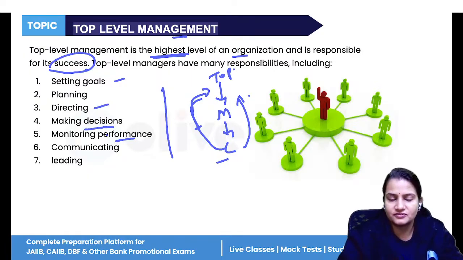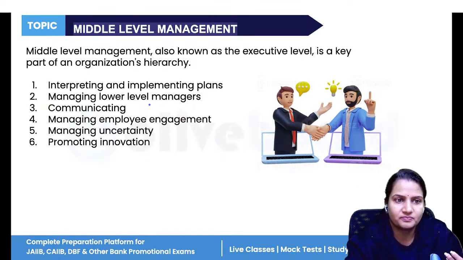So whether the plans which we have set are working according to the performance, according to the set methods or not. Communicating with the people: if you will not communicate, then how would one know what work we have to do, what tasks we have to complete? And top level managers will guide and supervise their employees. So these are the levels of management.